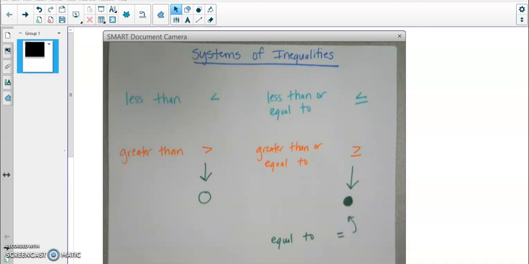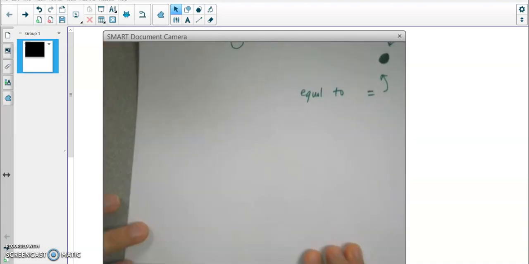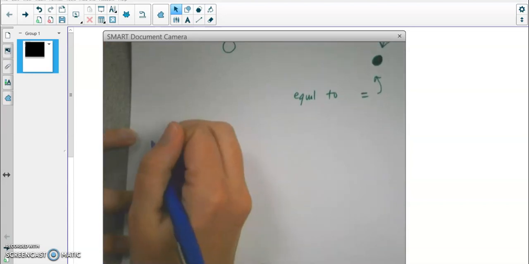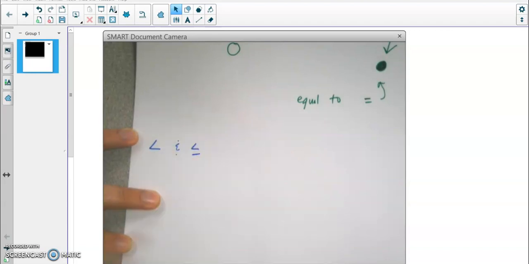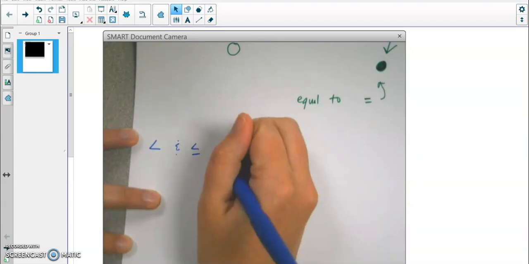Now, what I need you to know about systems, and Desmos will do this for you, but just something to keep in mind, less than and less than or equal to, shade.